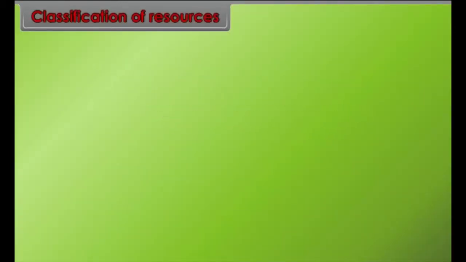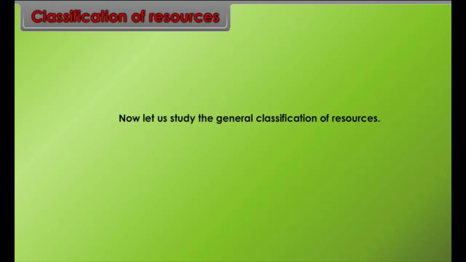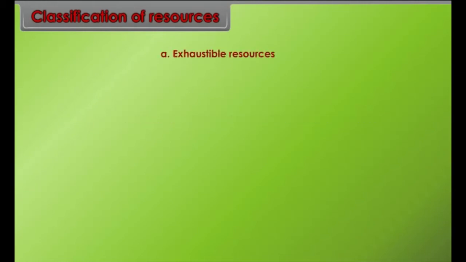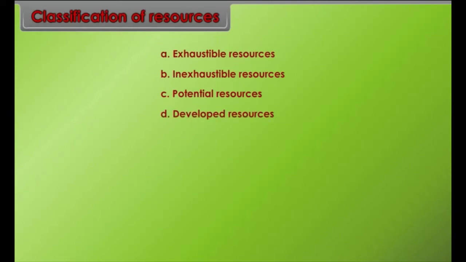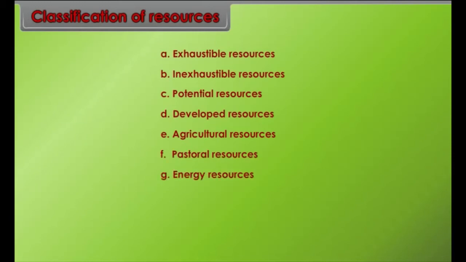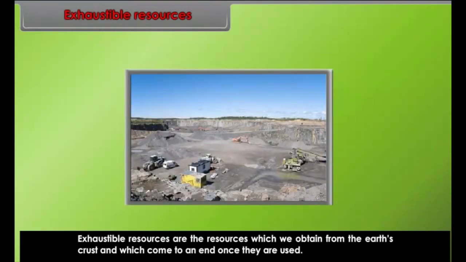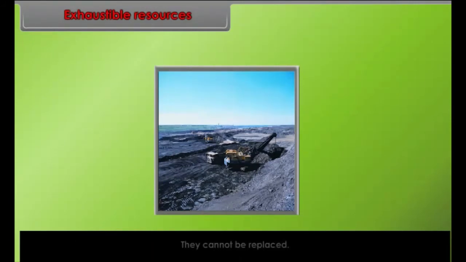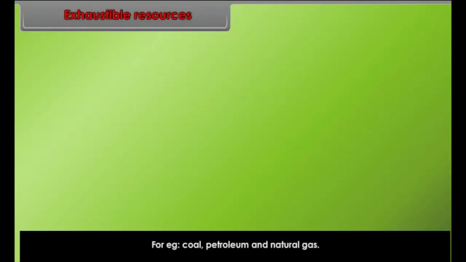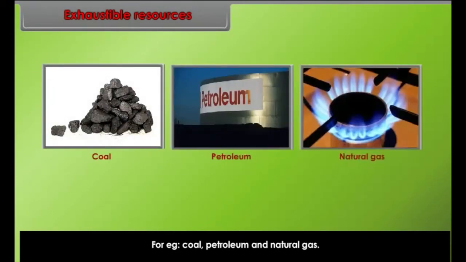Classification of resources. Now, let us study the general classification of resources. Exhaustible resources, inexhaustible resources, potential resources, developed resources, agricultural resources, pastoral resources, energy resources, and mineral resources. Exhaustible resources. Exhaustible resources are the resources which we obtain from the earth's crust and which come to an end once they are used. They cannot be replaced. For example, coal, petroleum and natural gas.